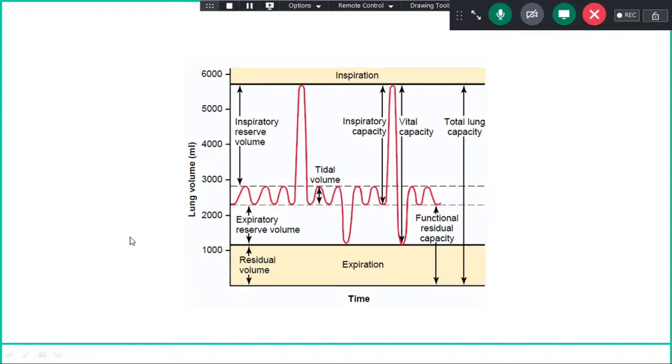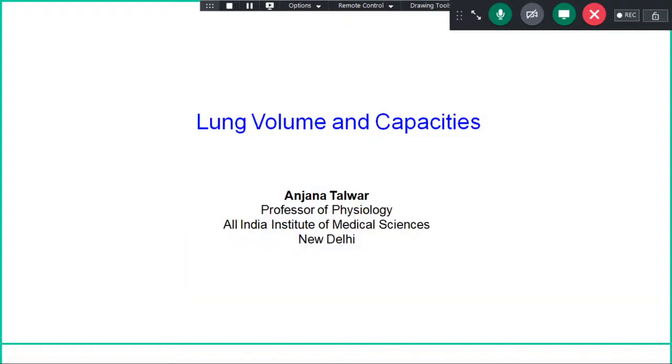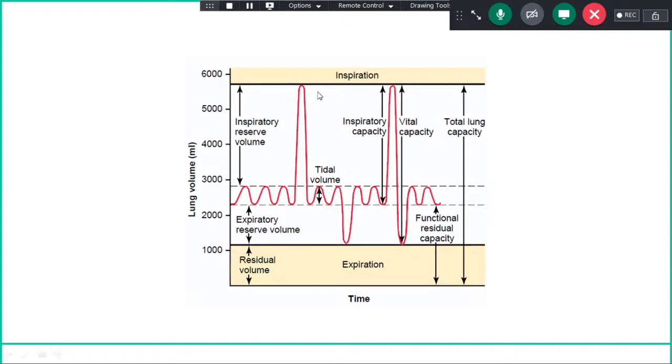So it will be a shorter topic because you are going to have a practical on the lung volumes and capacities. So we have talked about how with each inspiration a certain volume of air is taken in, and with each expiration it is taken out, which is about 500 ml and is called tidal volume.